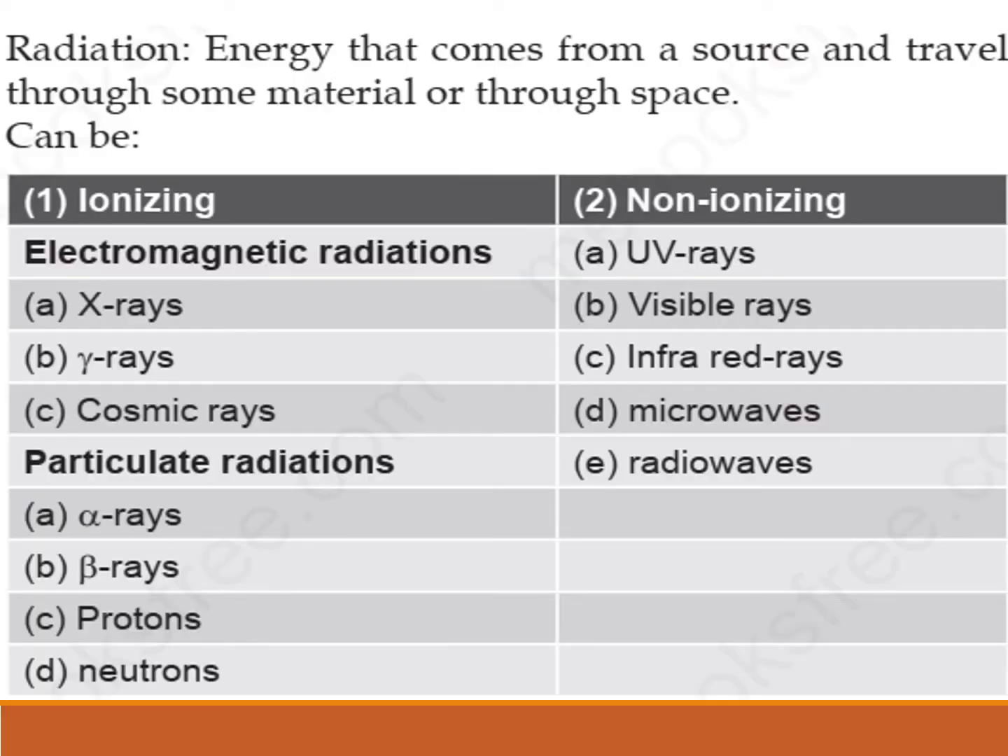Radiation is energy that comes from a source and travels through some material or through space. As we said before, it can be non-ionizing or ionizing. Non-ionizing are ultraviolet, visible rays, infrared, microwaves, and radio waves. Ionizing are electromagnetic radiation, which are X-rays, gamma rays, and cosmic rays, and particulate radiations, which are alpha, beta, protons, and neutrons.